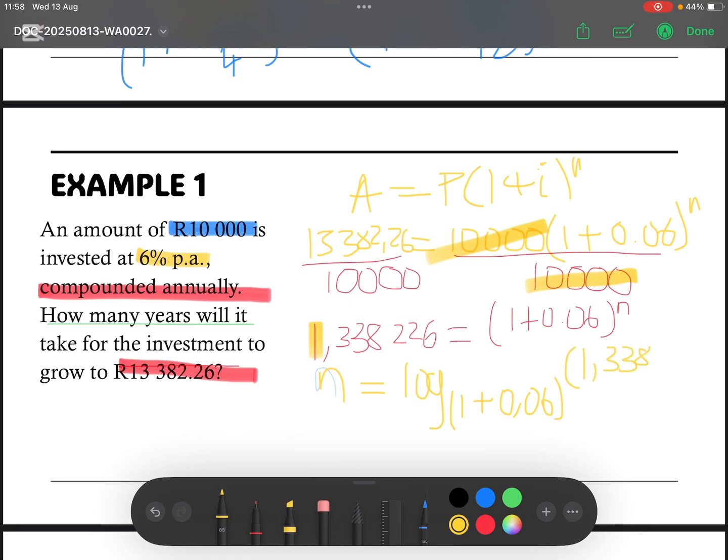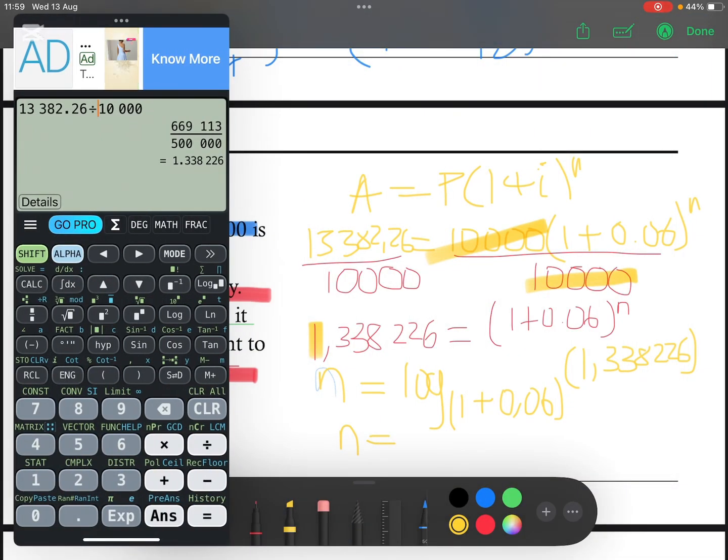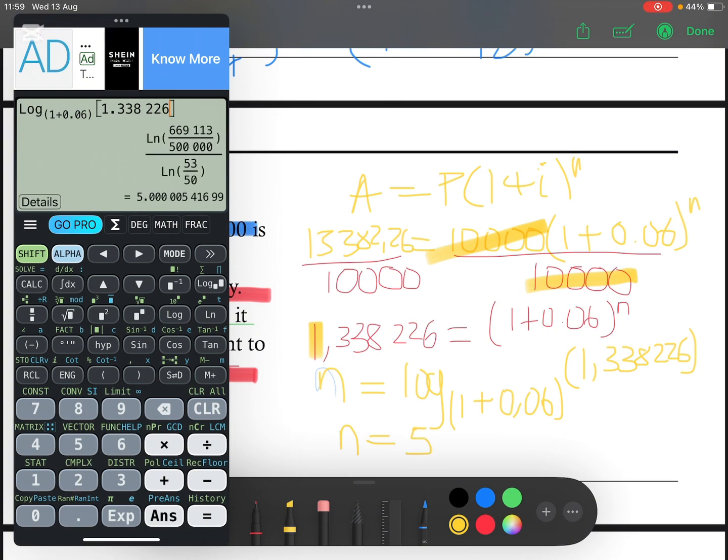Then we have 1.338226, right? And then our n will be equal to what? Let's press our calculator. Then log 1 plus 0.06 into 1.338226, then that will be 5 years.